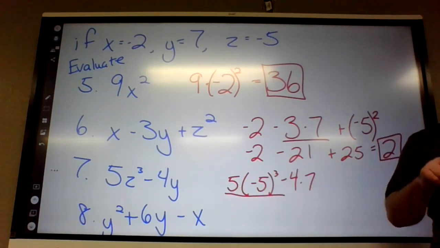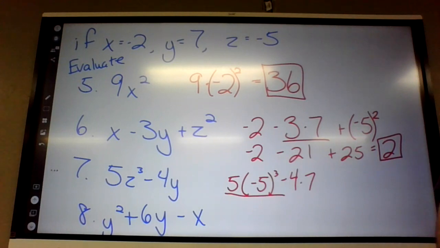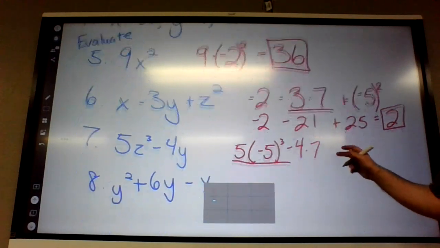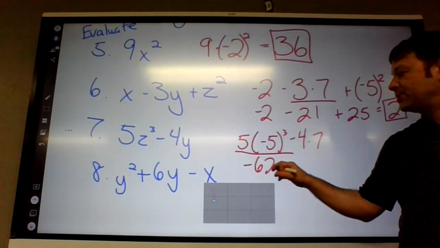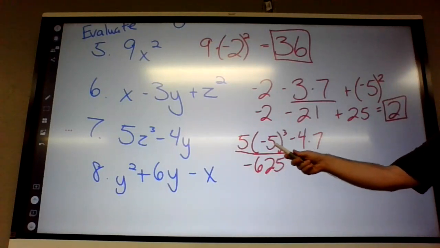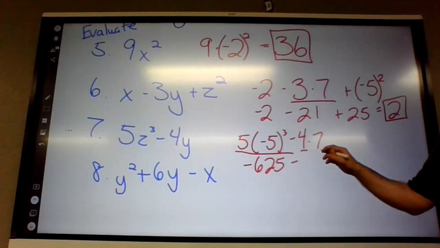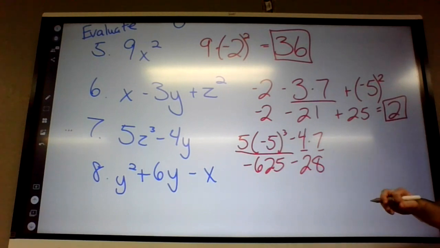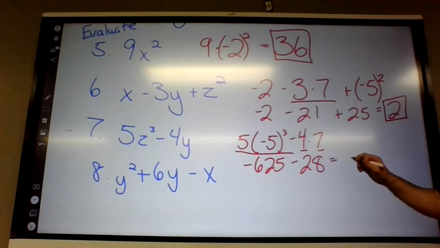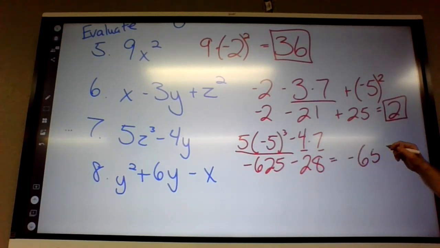So either way, this first term should come out negative. Yeah, 5 times 5 times 5 times 5, that's a big number. That's kind of hard to do, but it's 625. So it'll be negative 625 minus 28, which is negative 653. It's large.